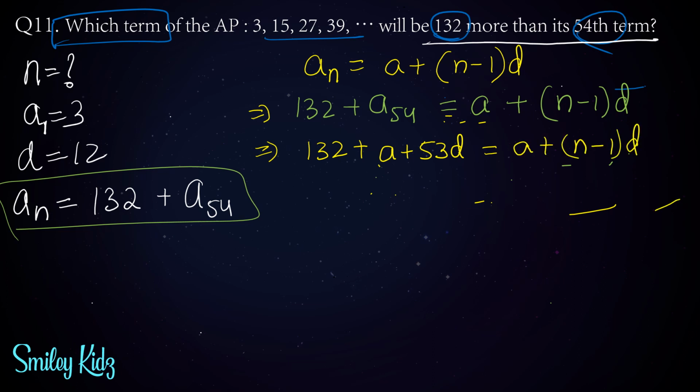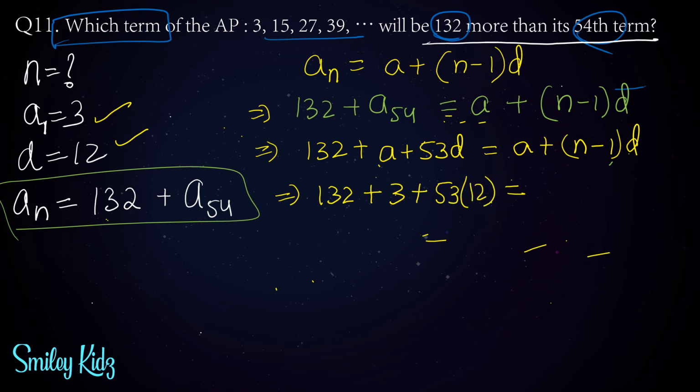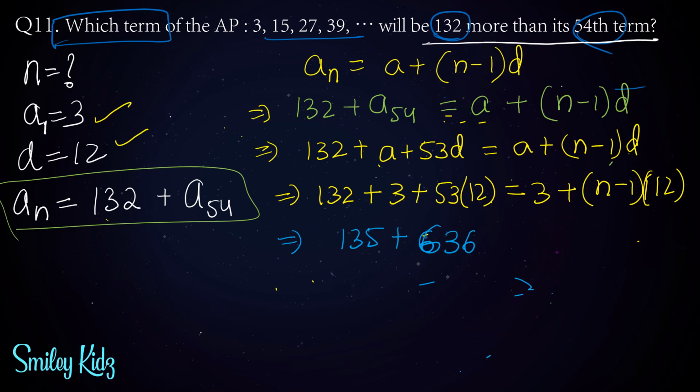I'm trying to simplify the LHS only. Then, moving ahead, I'm going to substitute the values of A and D. 132 plus 3 plus 53 into 12 is equal to 3 plus N minus 1 into 12. Alright, we have just substituted all the values. Now, moving ahead, we get this as 135 plus, what is 53 times 12, everyone? It is 636, equals 3 plus N minus 1 into 12. Very well.